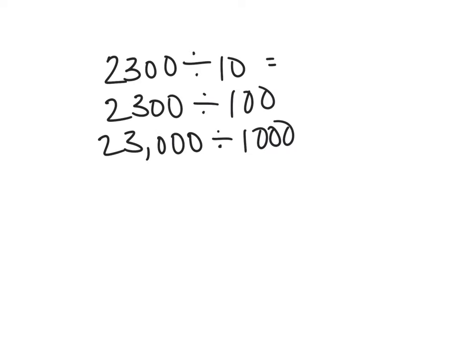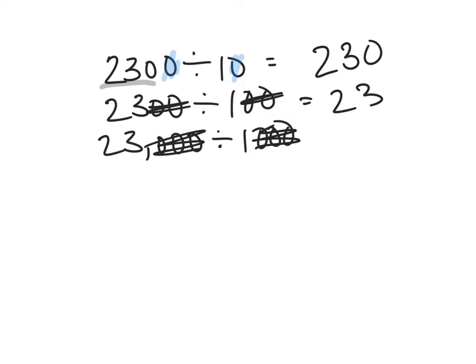All right, let's go over this again. If I have 2,300 divided by 10, let's change colors actually. I have 1 zero to cross off and another 0 to cross off. So now I'm left with, sorry, I shouldn't do that, should I? 230. Here I have 2 zeros, I'm left with 23. Here I have 3 zeros to cross off, 3 zeros to cross off, I'm left with 23 again.